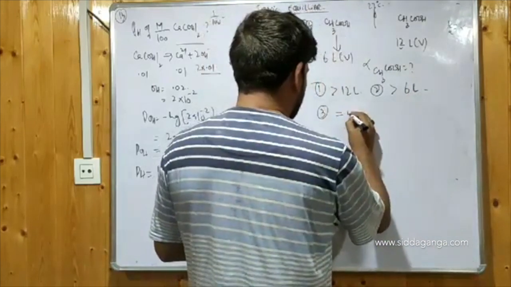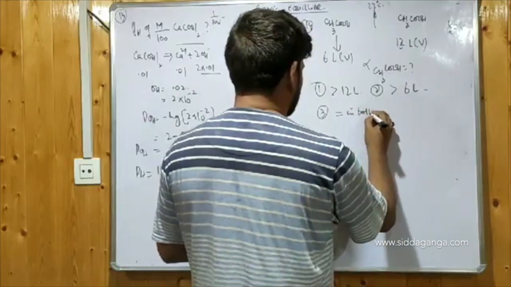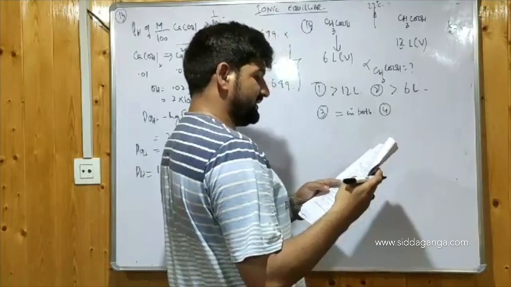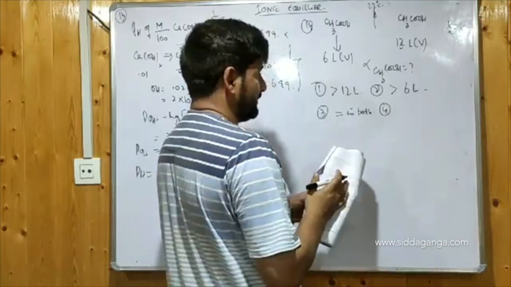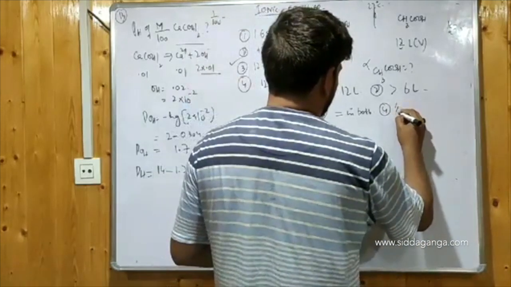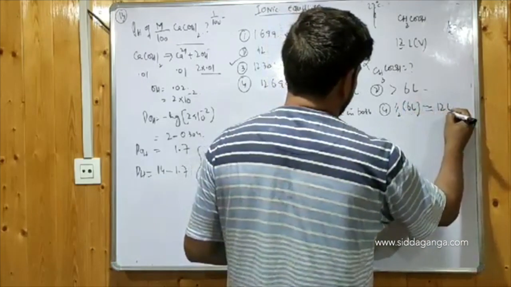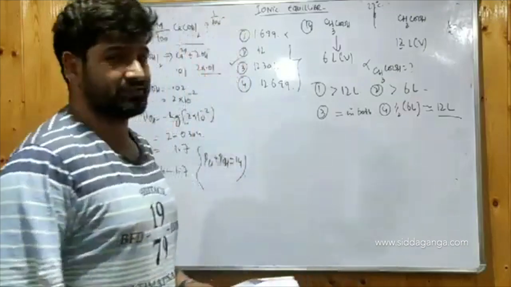It is more in 6 liters, option 3. Equal in both, and option 4: it is half in 6 liter vessel than in 12 liter vessel.